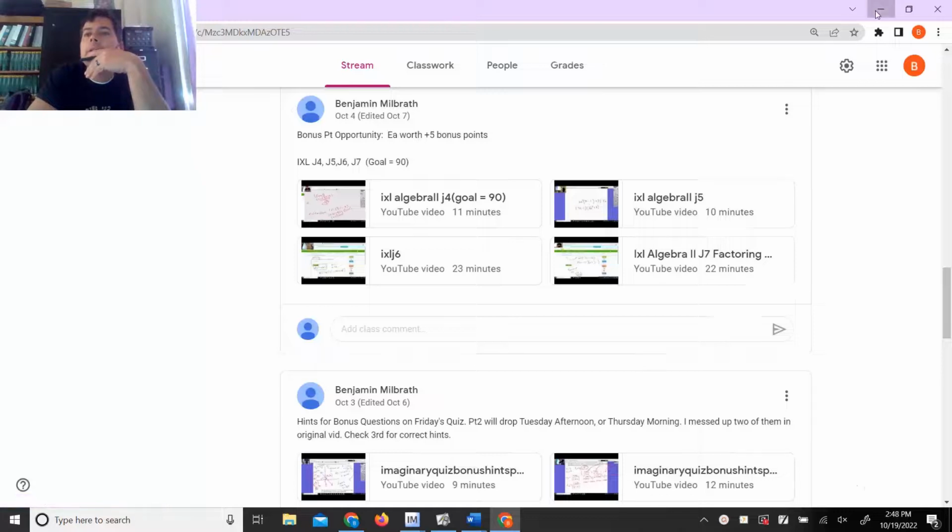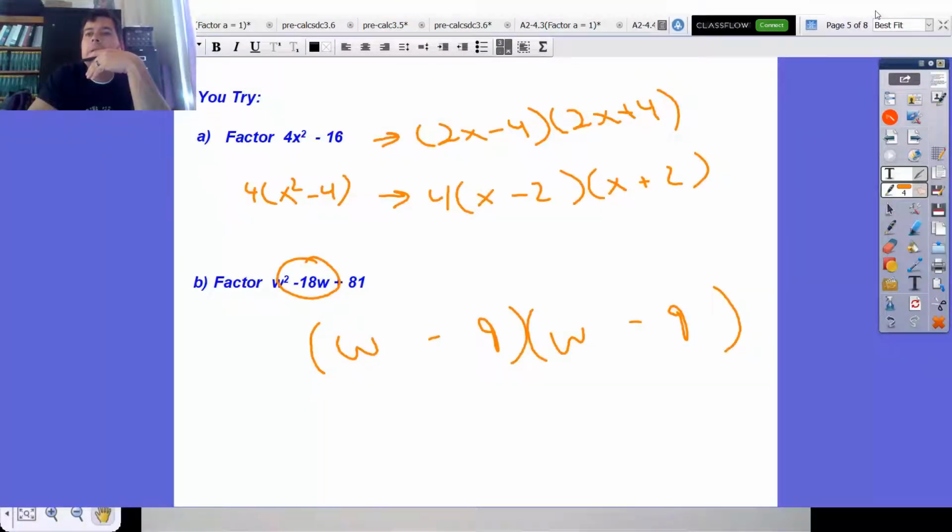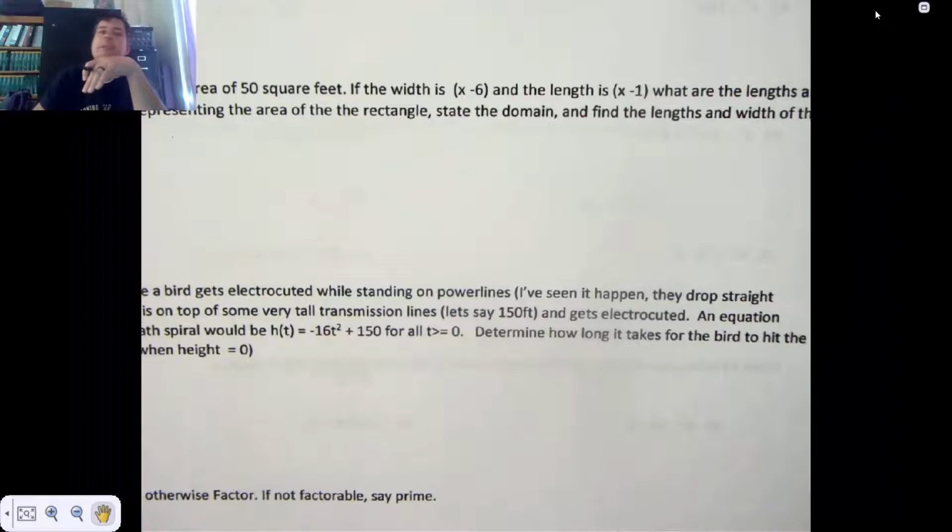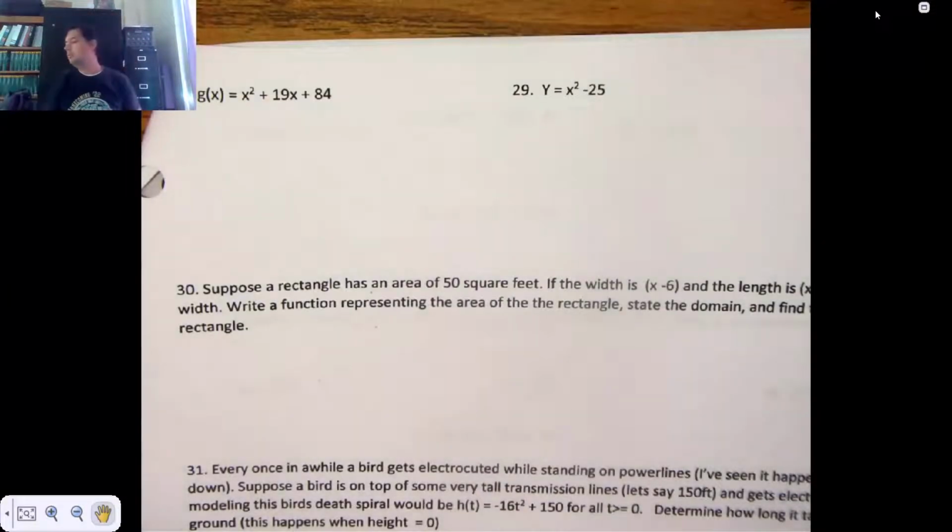All right, so it's Wednesday afternoon. I'm going to try and knock out a couple of these. Maybe I can get this page done, 28 through maybe 39.